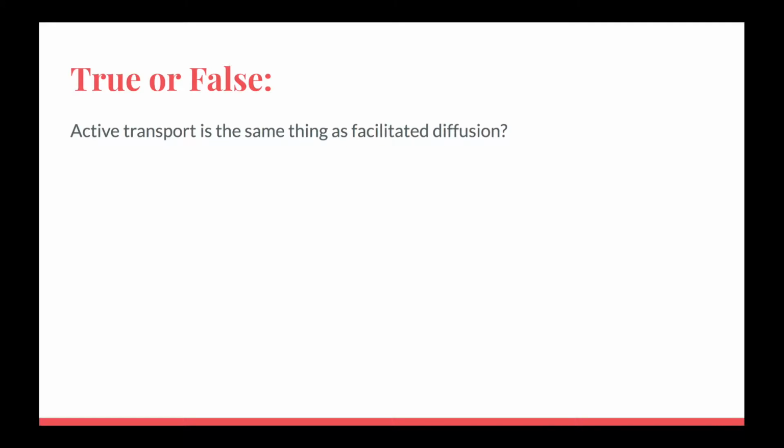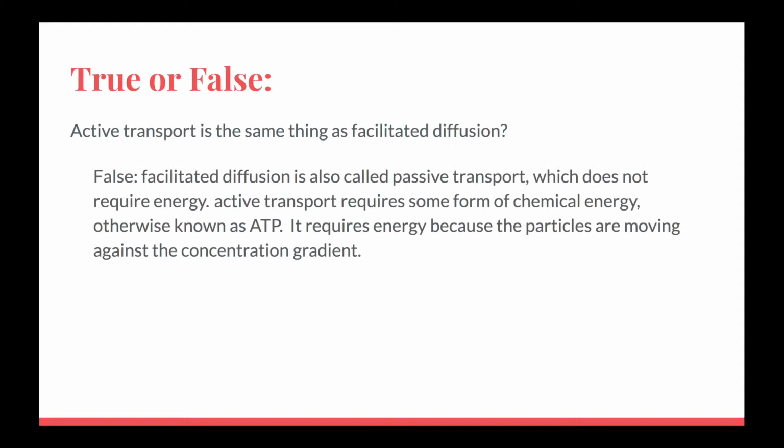Okay, let's start with the basics. True or false? Active transport is the same thing as facilitated diffusion. False? Yeah, you're right. Facilitated diffusion is also called passive transport, which does not require energy. Active transport requires some form of chemical energy, otherwise known as ATP. It requires energy because the particles are moving against the concentration gradient.